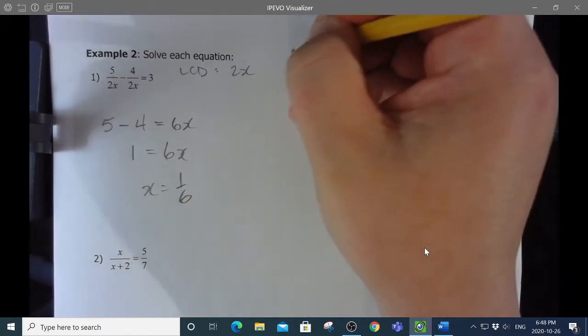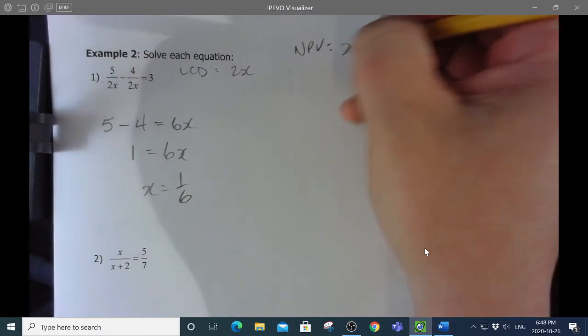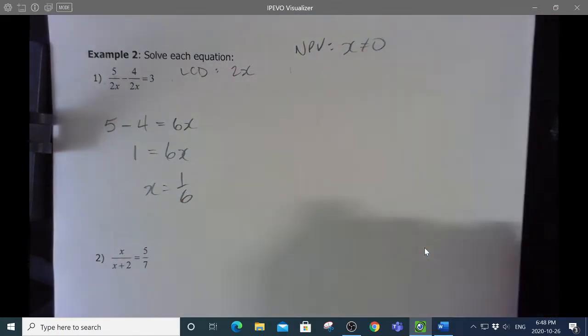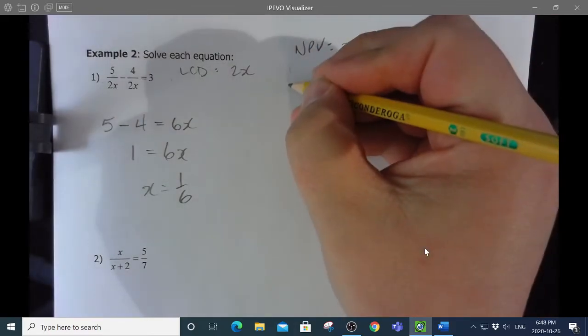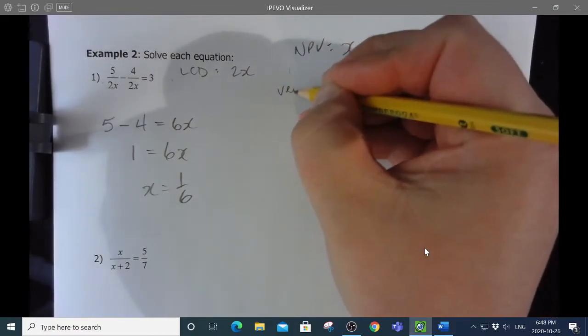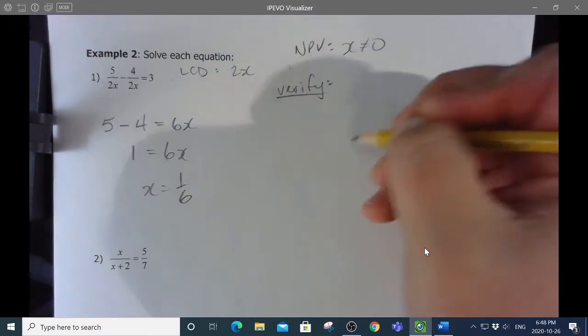Check for NPVs. And the NPV on this one is obviously x cannot equal 0. Well, that's not a 0, so it should be a solution. And let's put in a verify. So let's verify our solution.